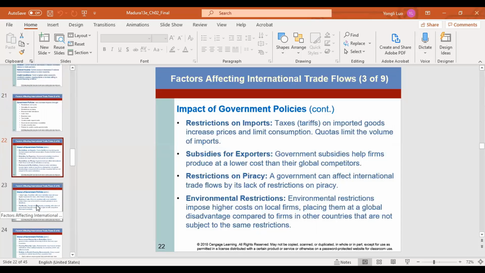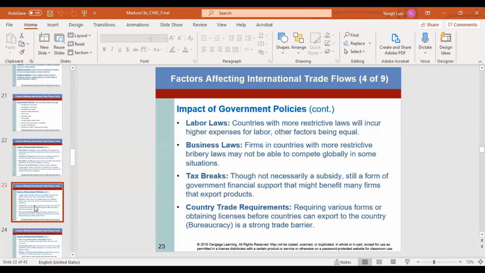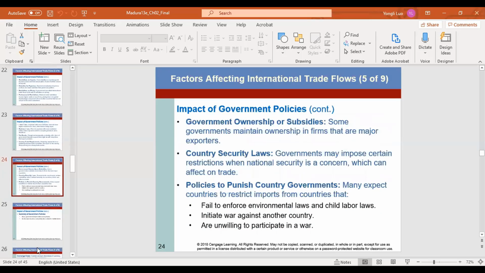The government policies include restrictions on imports, subsidies for exporters, restrictions on piracy, environmental restrictions, labor laws, business laws, tax breaks, and country trade requirements. Other government policies include government ownership or subsidiaries, country security laws, and policies to punish country governments.